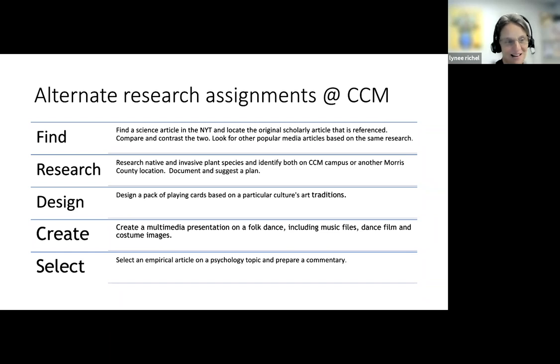And currently, a lovely professor that is now here at the college in the psychology department asks her students to select an empirical article on a psychology topic, a single one, and make sure that it's empirical research. And they discuss that and present that, I think, in her class.